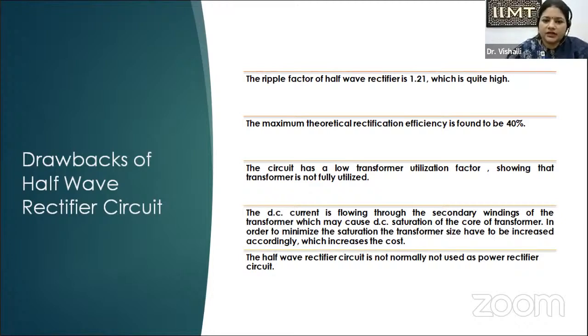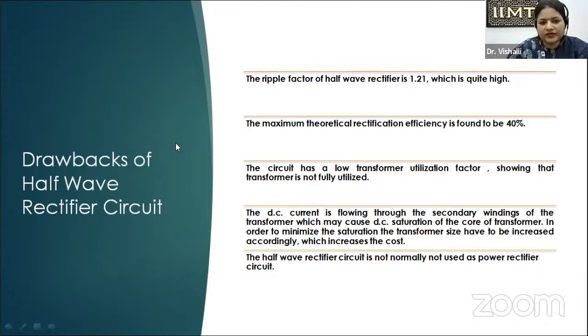So we define this AC component as a ripple factor. So what is a ripple factor? It tells us about the amount of AC which is present in the output, right? Because in the output we are getting AC plus DC. It tells us how much AC is present in the output. So the greater the value of the ripple factor, the more inefficient that rectifier circuit is.